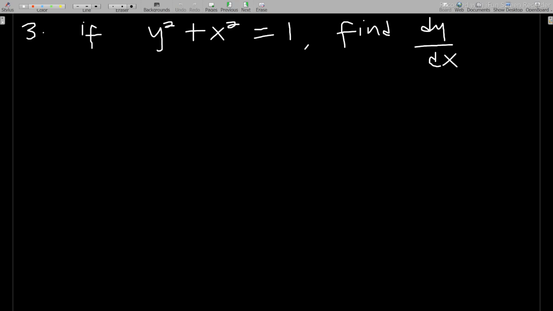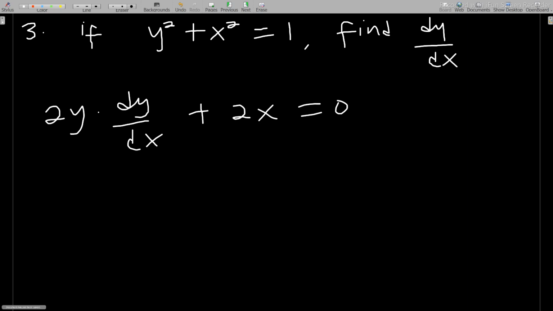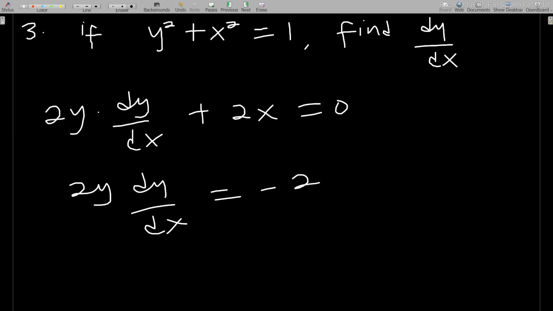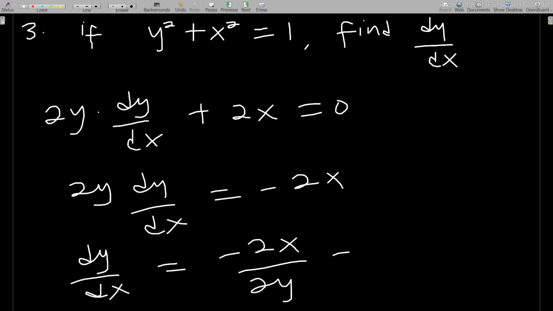The third one is, if y² + x² = 1, find dy/dx. Very simple: I differentiate y² with respect to y, I get 2y, then I attach a dy/dx to it, plus 2x equals 0. So 2y dy/dx equals negative 2x, so dy/dx is simply equal to negative 2x over 2y, which is negative x over y.